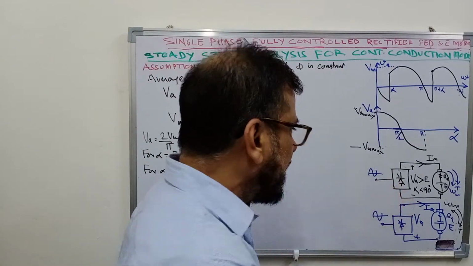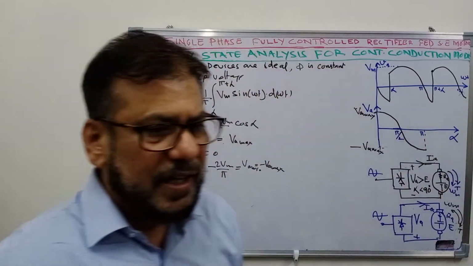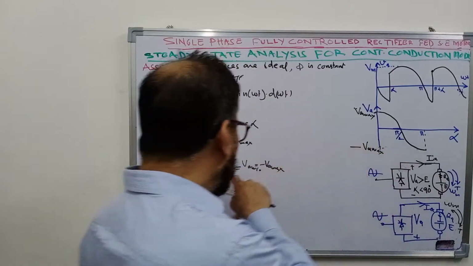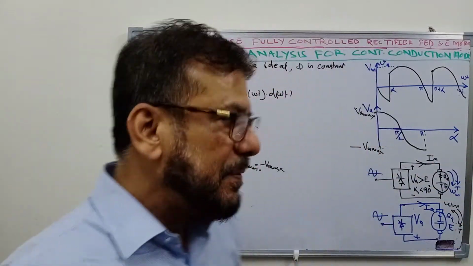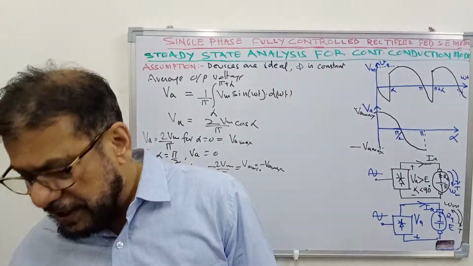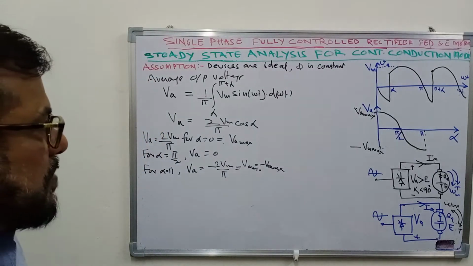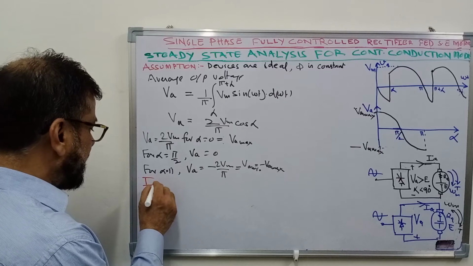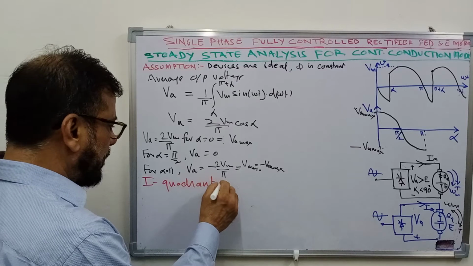There are thyristors and current cannot flow in the reverse direction. This means that current has to be always positive. But as we have seen here, output voltage can be both positive and negative depending on the value of alpha. So you can say that there are basically two modes of operation, or two quadrants, in which the machine can operate. So let us first discuss the first quadrant operation.